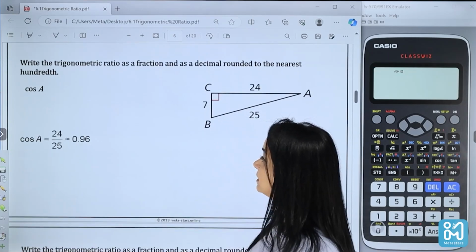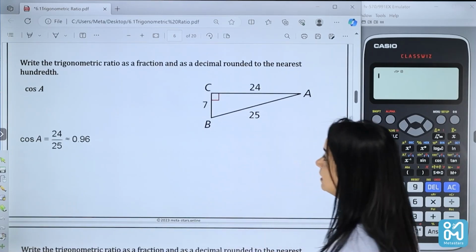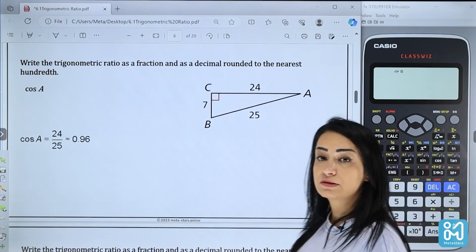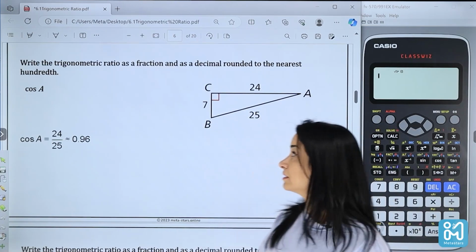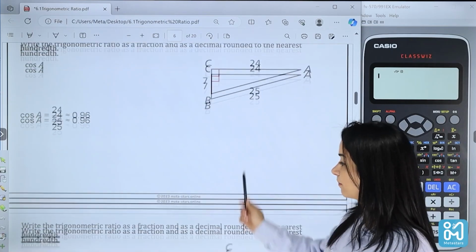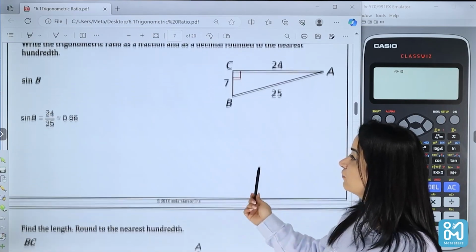Now write the trigonometric ratio, also here as a fraction and rounded. The same thing. Cosine A. We said cosine is adjacent over hypotenuse. So it's 24 over what? Over 25.